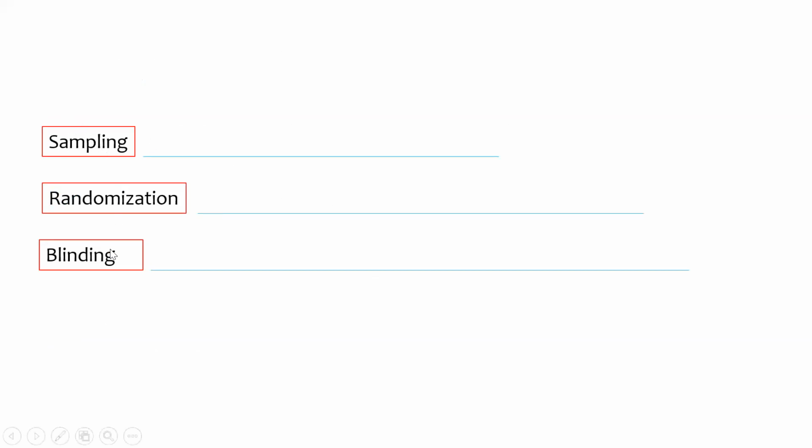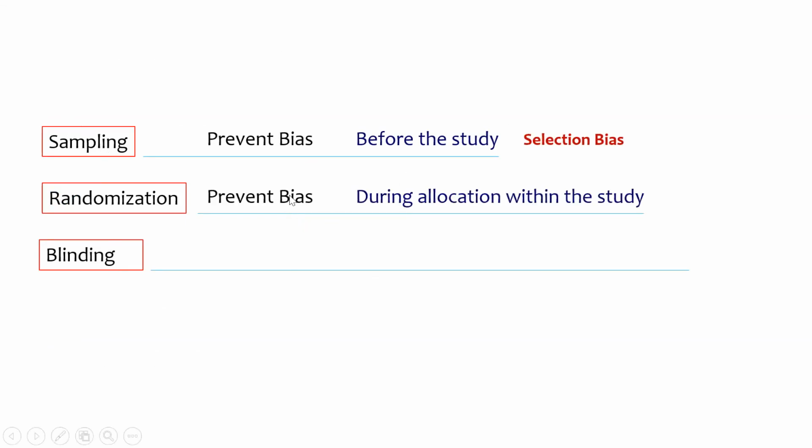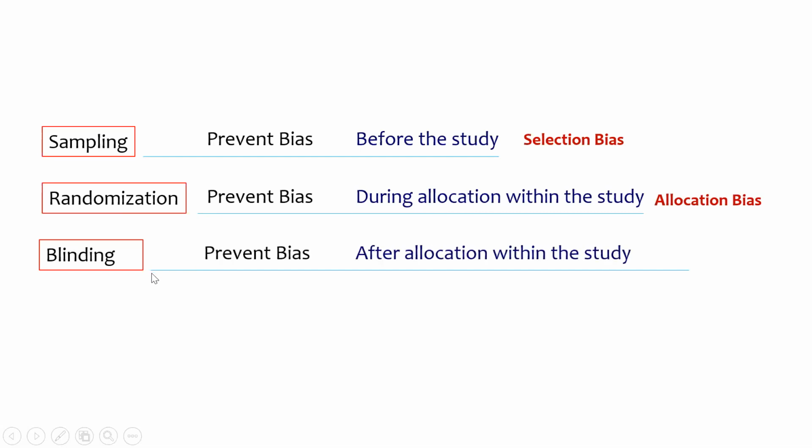فبالconclusion, the sampling, randomization وblinding, الsampling prevent biases before the study, عملية إدخال البيرسون إلى داخل الستادي، ومثالها to avoid selection bias. Randomization prevent biases during allocation of participants within the arms of the study, to avoid measurement bias أو allocation bias. بينما blinding prevent biases after allocation.